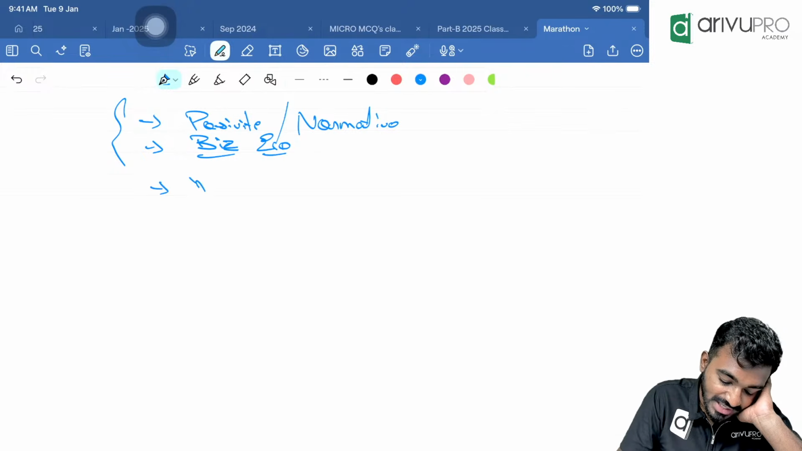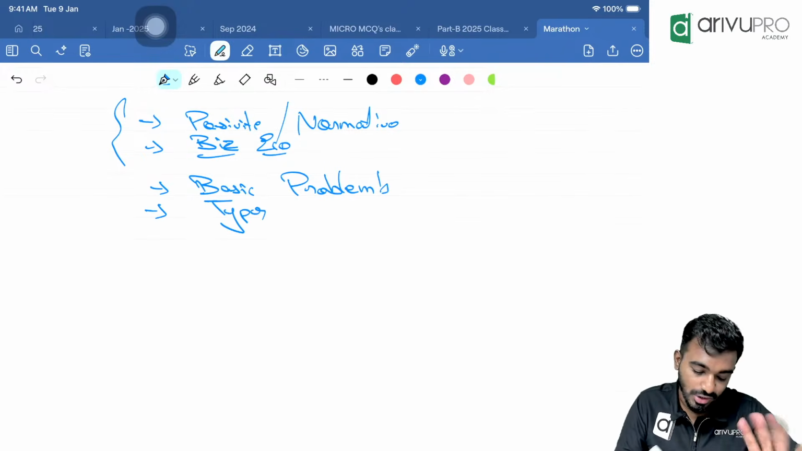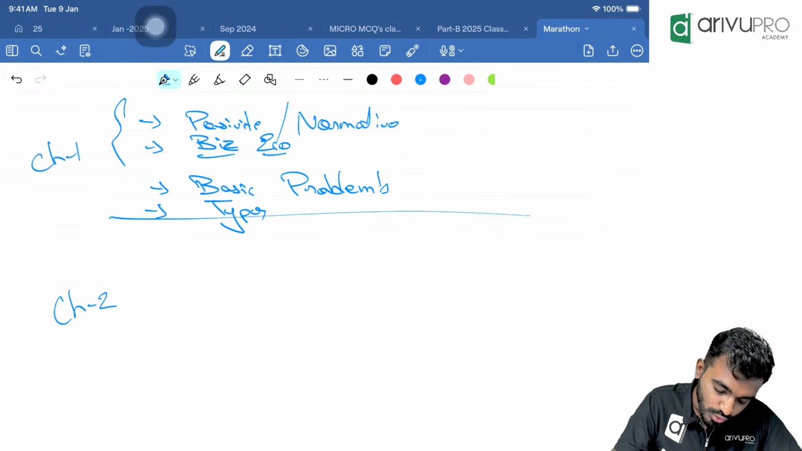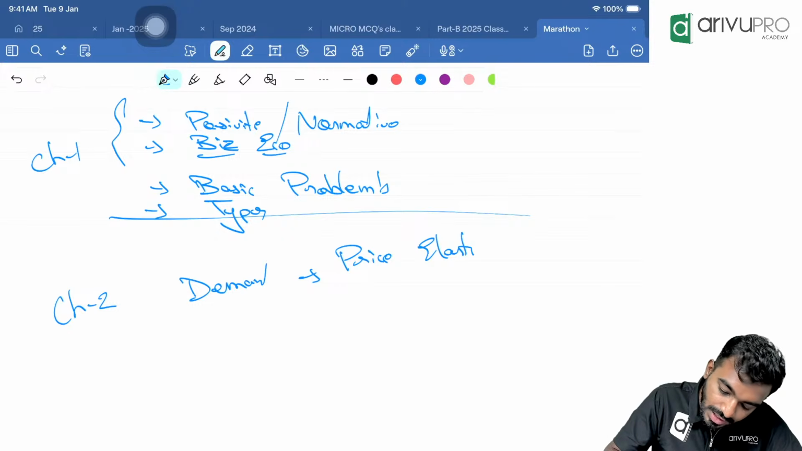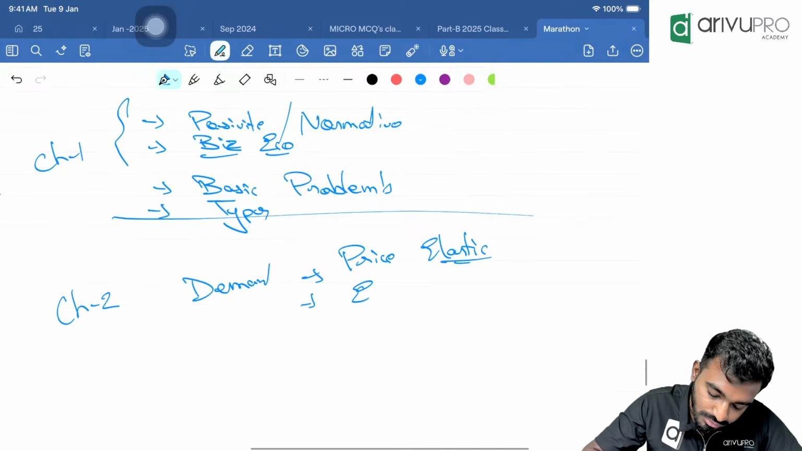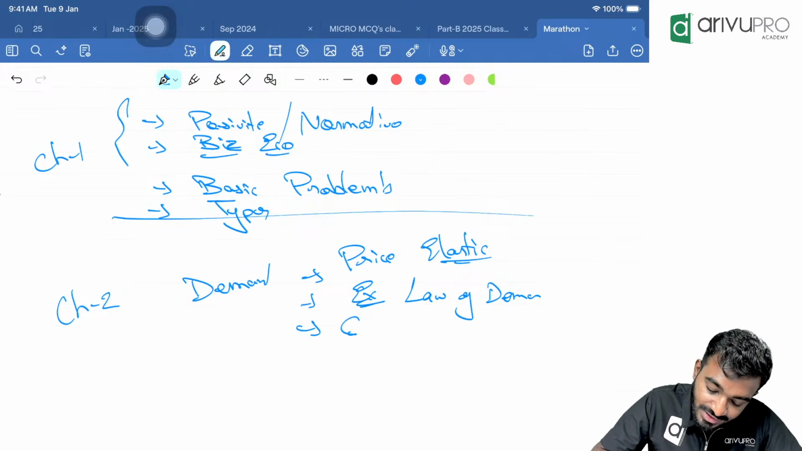Next, unit 2, basic problems. Basic problems of the economy and the types of economy: capitalistic, socialistic, mixed economy. This is what is most important in chapter 1. Next comes chapter 2. In that, demand, most important, price elasticity. Price elasticity and exceptions to the law of demand, Giffen goods, all this, exceptions to the law of demand, cross elasticity, numericals.